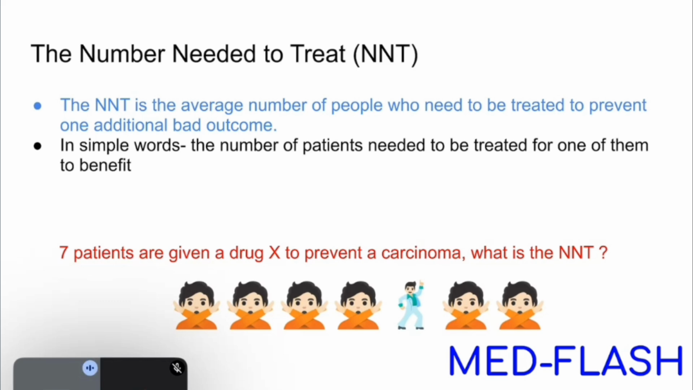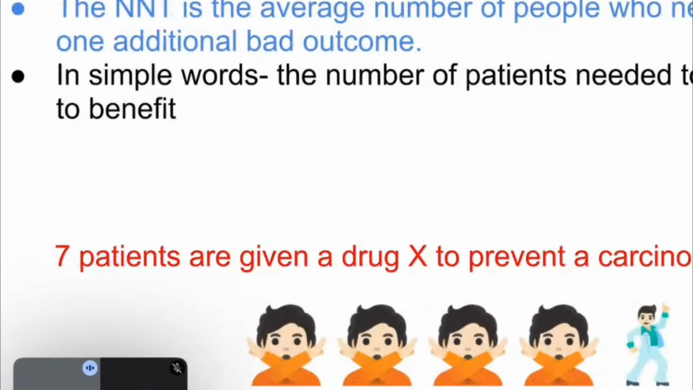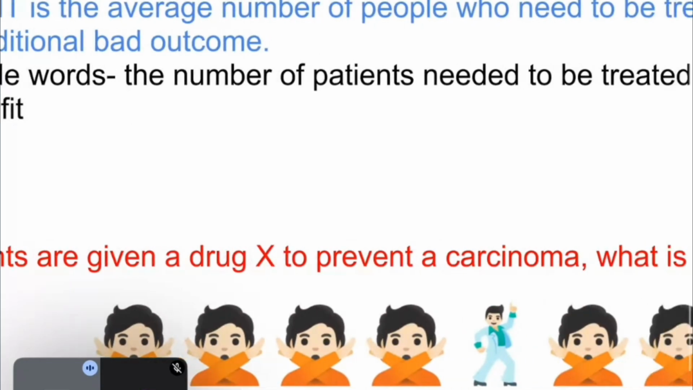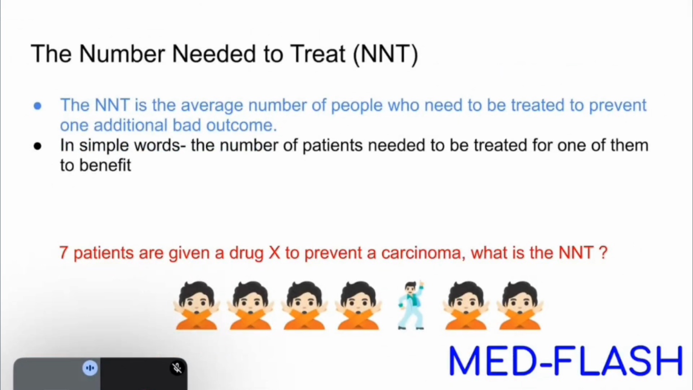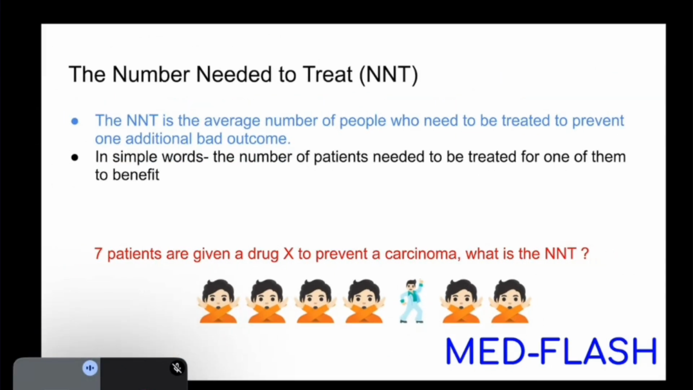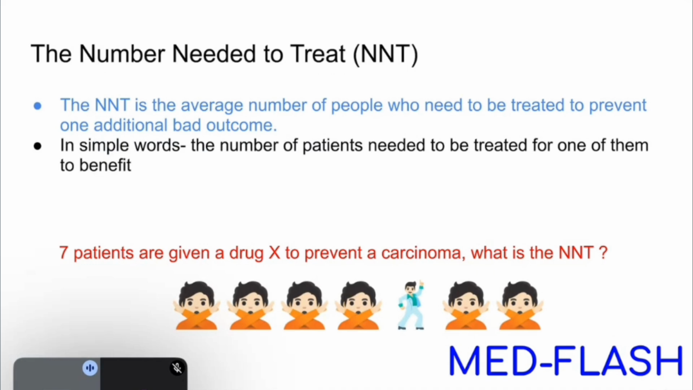In other words, I can say NNT is the number of patients needed to be treated for one of them to benefit. For example, you are giving a drug X to 7 patients to prevent a carcinoma or any disease XYZ. What would be the number needed to treat in these patients? You're seeing 1, 2, 3, 4, 5, 6, 7, and one of them is dancing, because out of the 7 patients that you had given drug X, one of them got treated. So what would be the number needed to treat?